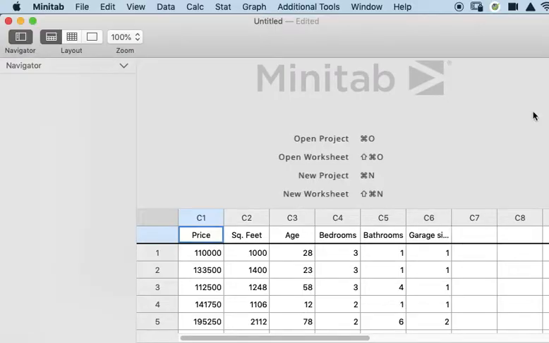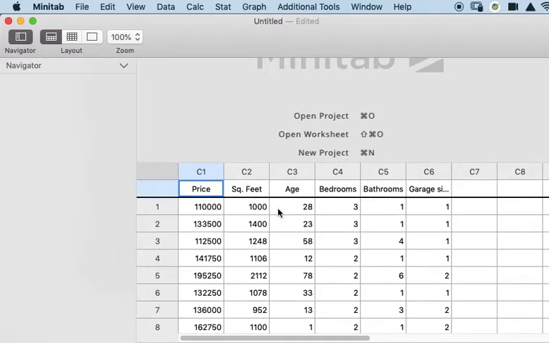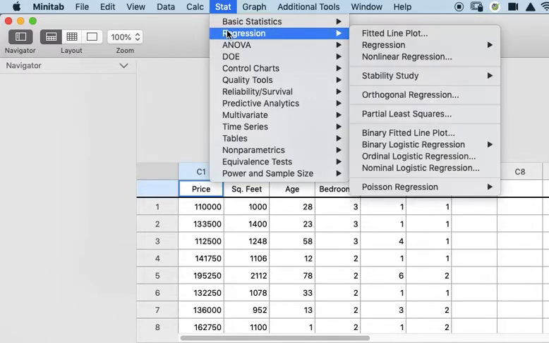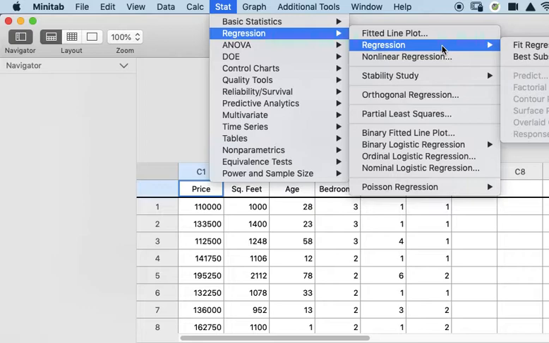So if we go to Minitab, this worksheet is in Blackboard. You can see that we have data on the selling price of the houses, the square feet in each house, the age of the house in years, number of bedrooms, number of bathrooms, and the garage size. So what we're going to do to build our model is go up to Stat, go down to Regression, and then go over to Regression again, and Fit Regression Model.